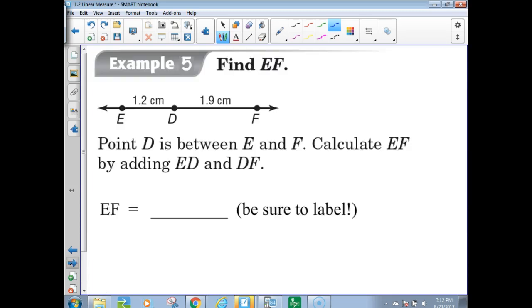We're going to use these concepts now to answer some questions. Point D is between E and F. Calculate the distance from E to F by adding ED and DF. This is an example. So we're going to take 1.2 centimeters plus 1.9 centimeters, and we're going to add. So if I do it without a calculator, 2 plus 9 is 11, carry the 1, I get 3.1, and that I would label in centimeters.